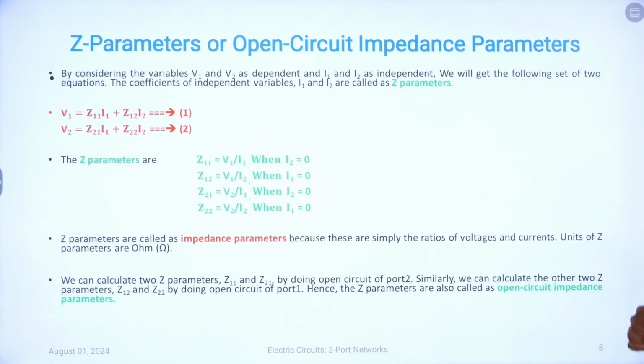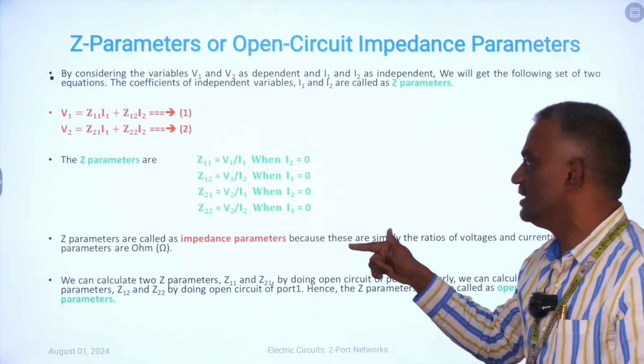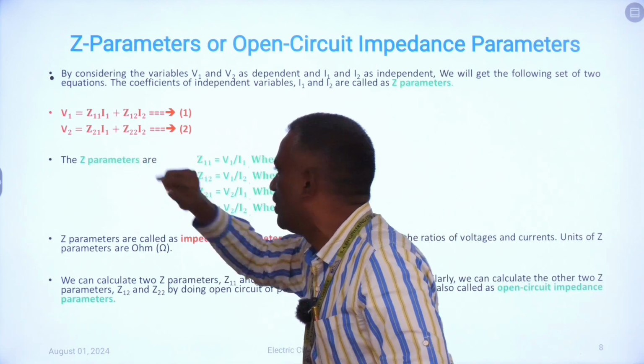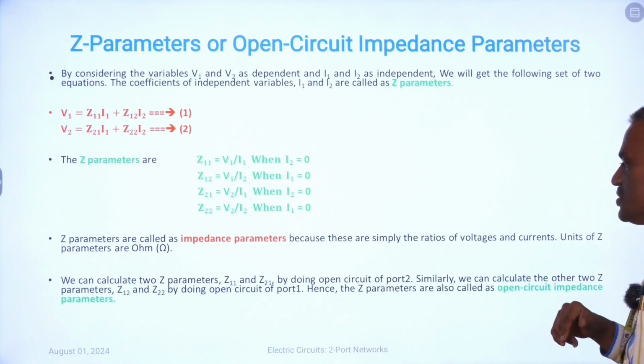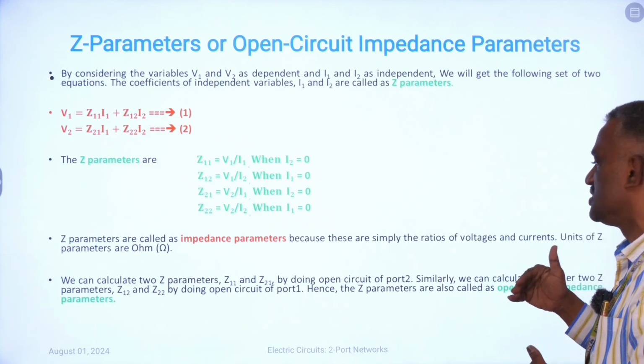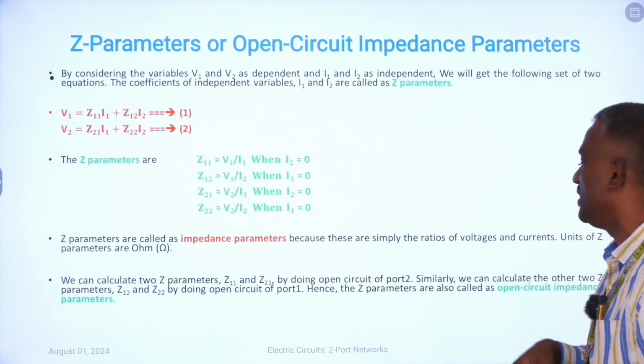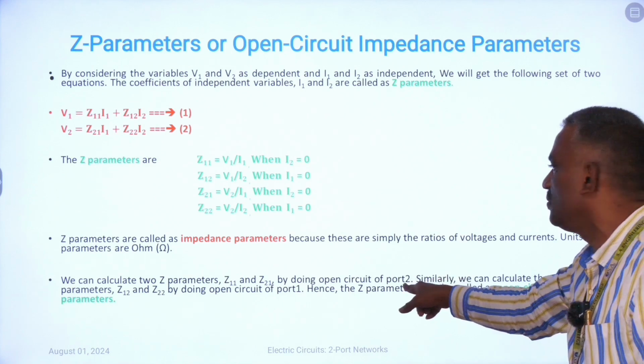Here one important conclusion is there. What is that conclusion? I am taking these two parameters, Z11 and Z21. When I calculate them, I am open circuiting port 2. I am open circuiting port 2.